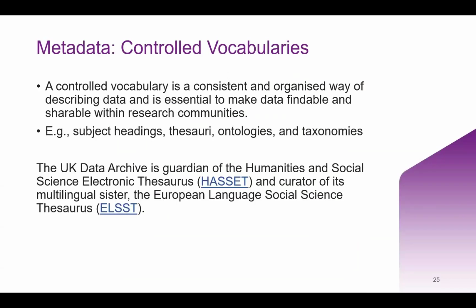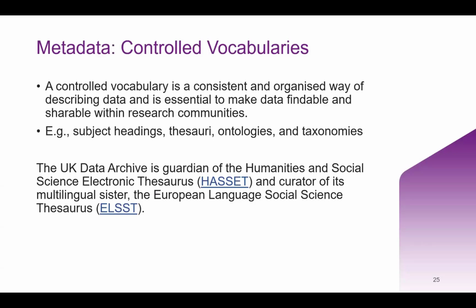In addition to the DDI structure of the metadata for our catalog pages, we also subscribe to controlled vocabularies. So you'll notice on the catalog pages that we have those topics and keywords that you can use to search for related data. These are not just free text fields. They come from controlled vocabularies. So the UK Data Archive is the guardian of the Humanities and Social Science Electronic Thesaurus, and the multilingual version, the European Language Social Science Thesaurus. There are a number of these vocabularies, which are usually, again, discipline specific.